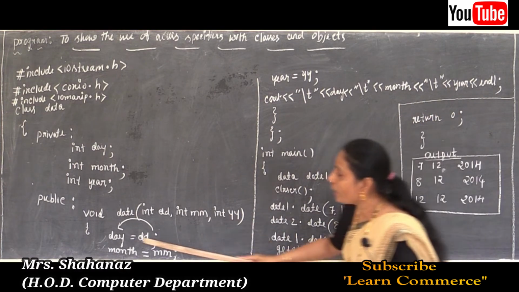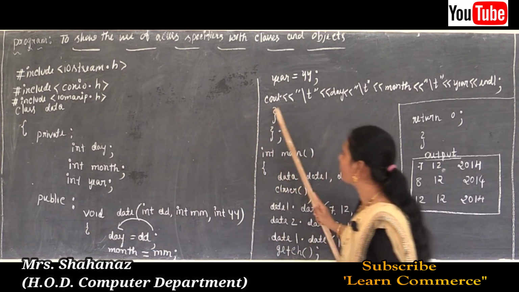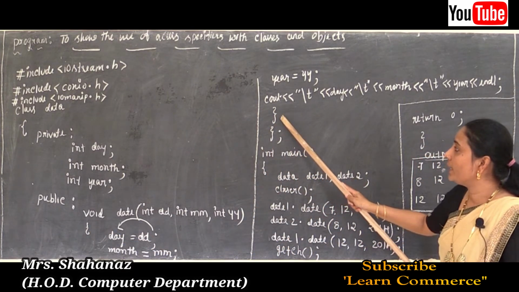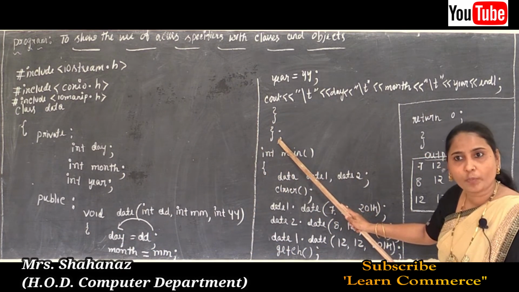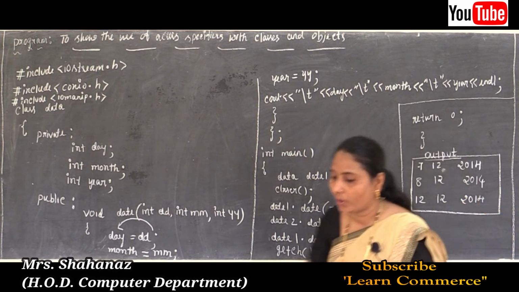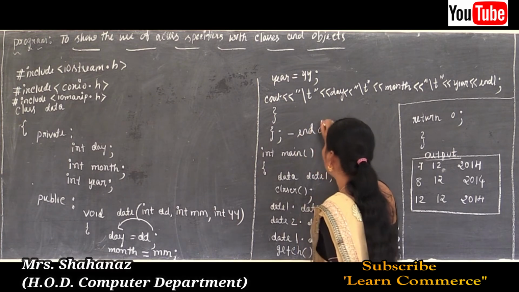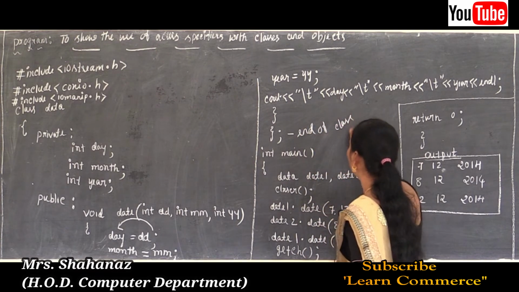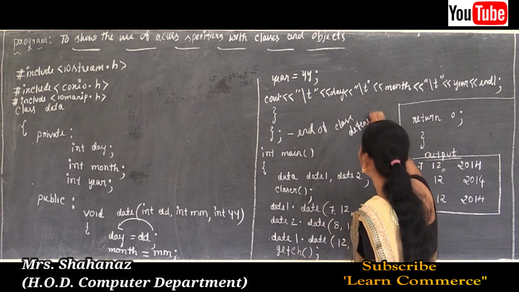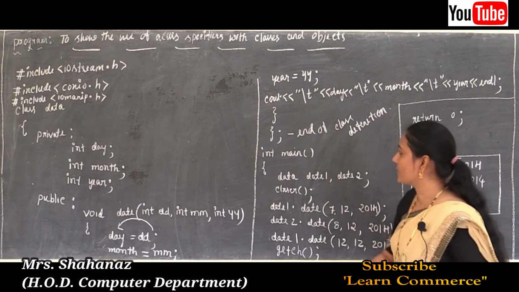Then I already opened one flower bracket, so such flower bracket is going to close, and later next one, one more flower bracket with the semicolon, and we already know the flower bracket with semicolon is called the end of class definition. Okay, so this is called the end of the class definition in this case here.